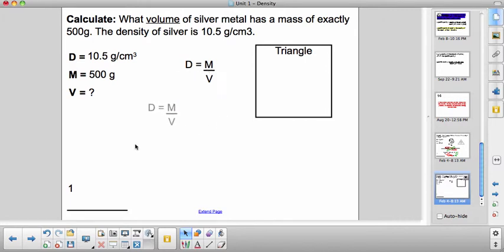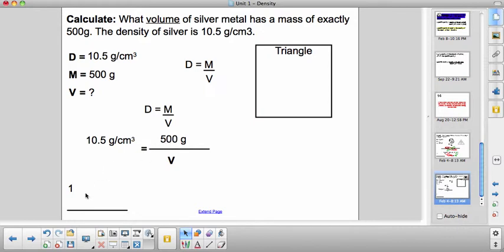Let's start by taking our equation and plugging in our givens. The density equals mass over volume. The density was 10.5 grams per cubic centimeter. My volume is what we have to solve for. And the mass was given to us as 500 grams. So let's make this look a little nicer. So this is what we started with. The density is equal to the mass, which was 500 grams, over the volume.